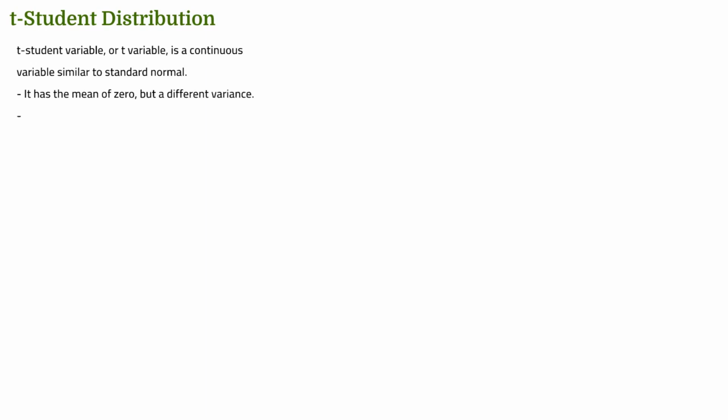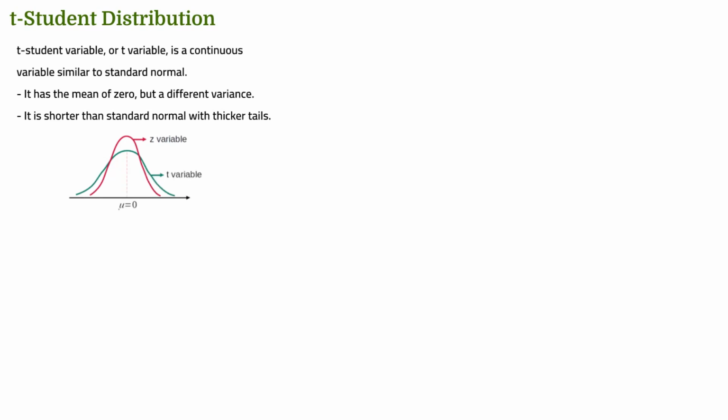Next topic, T-student distribution. T-student variable, or T variable, is a continuous variable similar to a standard normal. It has the mean of 0 but a different variance. It is shorter than a standard normal with thicker tails. Here's a figure that shows T variable and Z variable side by side. Z variable is shown in red, which is taller, and T variable is shown in green, which is shorter with thicker tails.